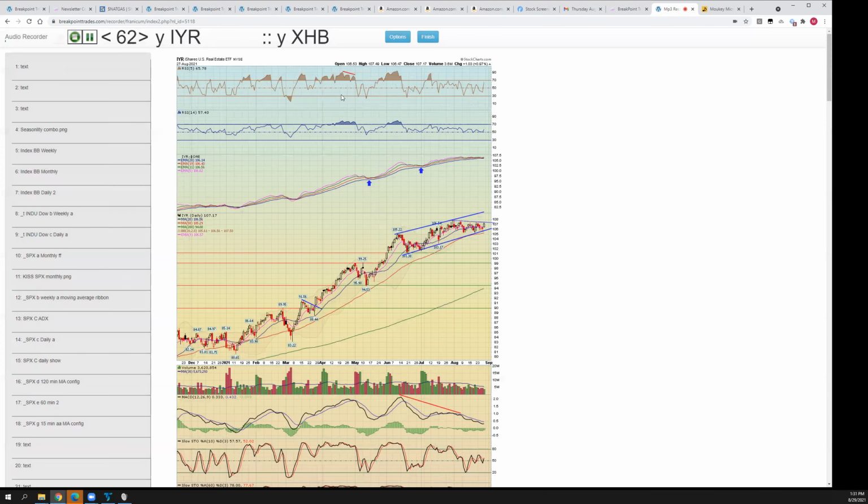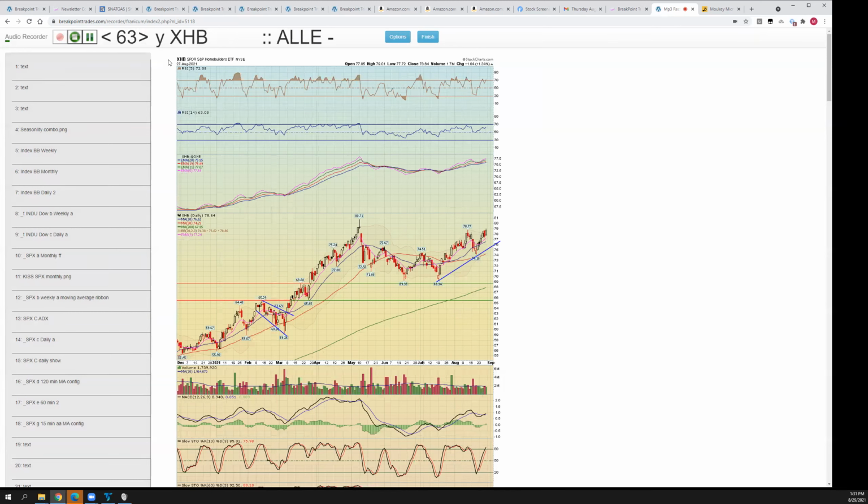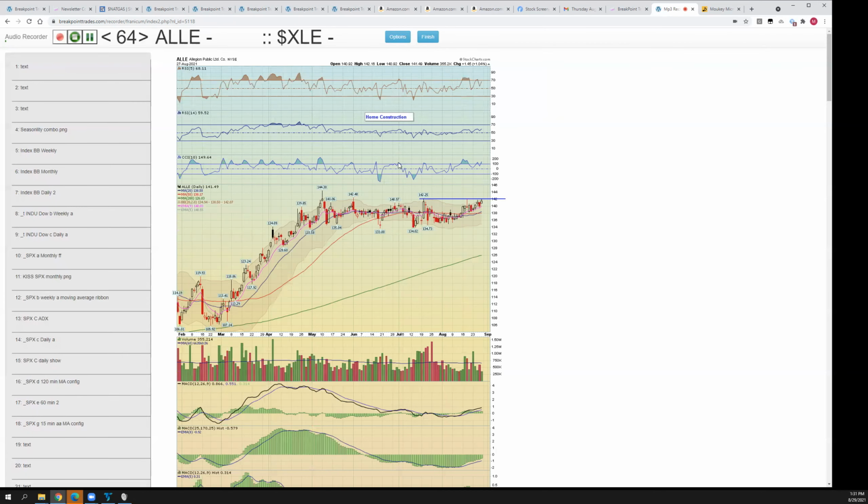Next, chart 63, XHB home builders. Steve's kind of monitoring this index. So let's take a look at a few individual names in here, or one anyway. So here's ALLE. It's in the home builders, home construction. Got a clean resistance right here, 142.25. So one to monitor in that sector is a long idea.